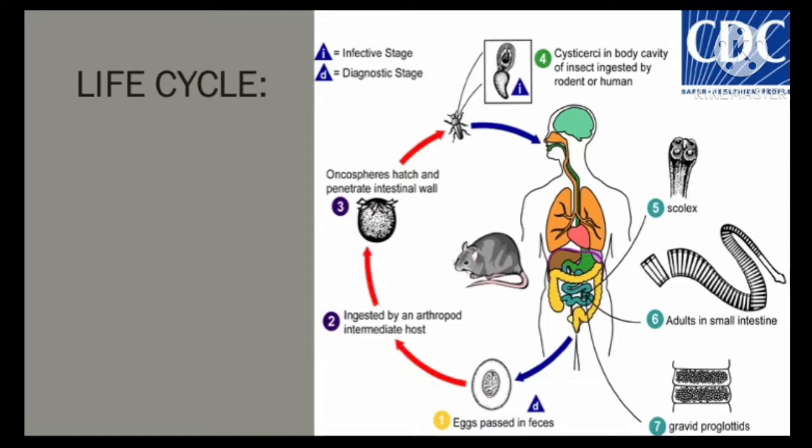First stage: eggs of Hymenolepis diminuta are passed out in the feces of the infected definitive host, like rodents or humans. The mature eggs are ingested by an intermediate host, mostly adult arthropods like beetles, or even larvae. Oncospheres are released from the eggs and penetrate the intestinal wall of the host during the third stage, in which it develops into cysticercoid larvae.